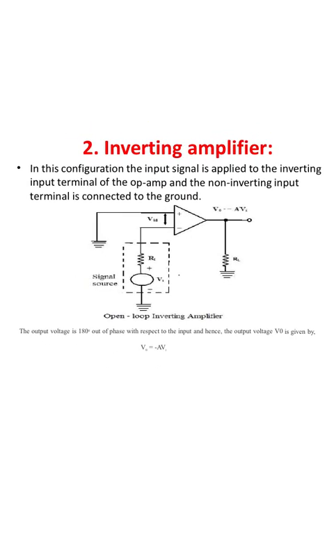Inverting amplifier. In this configuration, the input signal is applied to the inverting input of an OPAMP and the non-inverting input terminal is grounded. You can see in the diagram here, the non-inverting terminal is grounded, and the inverting terminal is given the input. So hence it is called an inverting amplifier. The output will have a 180-degree phase shift with respect to the input. VO is given by minus AV1.